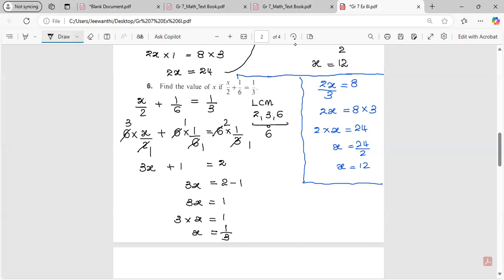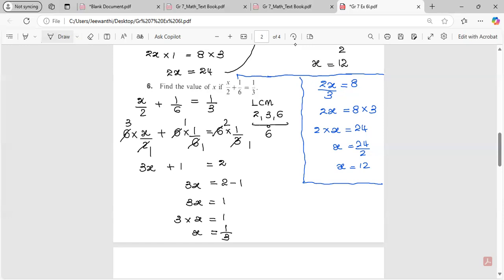I want to double check whether I did it correctly. 2 times 3, 3x. 6 times 1, 6. 3 times 2, correct. Then 3x plus 1 equal to 2. I bring that positive 1 to the other side, negative 1. So then 3x is equal to 2 minus 1, it is 1. 3x means 3 times x. So then the x is equal to 1 over 3, correct.